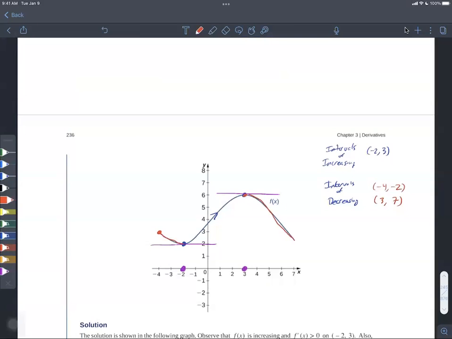And now, wherever our function is decreasing, which is on the interval from -4 to -2, our derivative function will have values that are negative. There we go. Wherever our function is increasing, our derivative function will have positive values. And then wherever our function is decreasing again, our derivative function should have negative values. So we have this roughly as our sketch here.